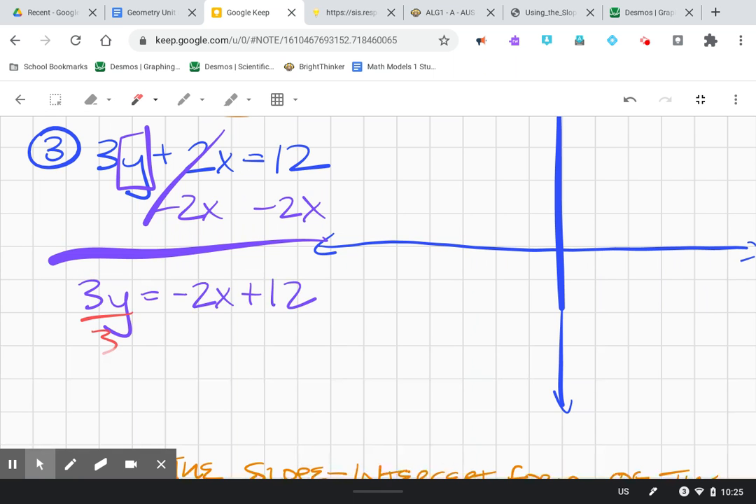And we're just going to keep solving. So we're just doing basic algebra to solve for y, to get y by itself. y equals negative 2/3 x. Sure, that looks like a 2 there. It's a little weird.